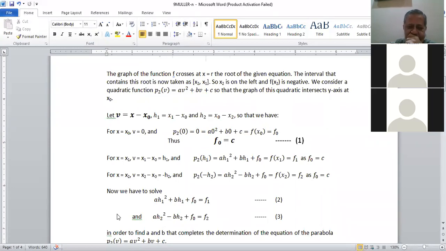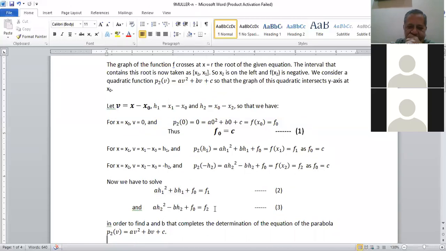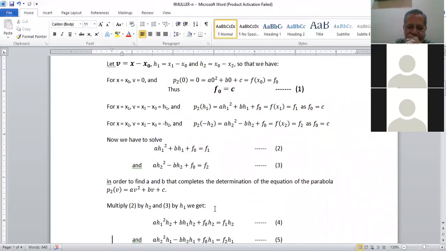Now these two equations involve two unknowns as far as finding out the equation of the parabola that is required to approximate the function close to the root. Now a and b have power 1, बाकी सब constants हैं इस equation में, so this is a system of linear equations in two unknowns and can be simultaneously solved.